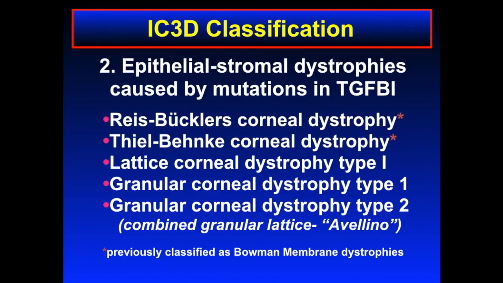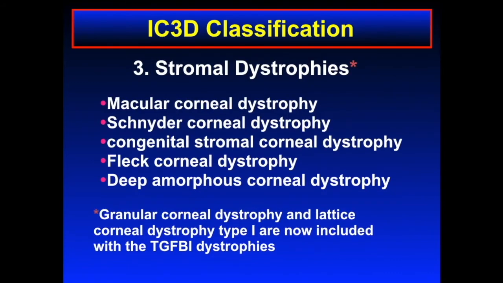These include Reis-Bücklers' and Thiel-Behnke's dystrophy, which previously were classified as Bowman membrane dystrophies, lattice corneal dystrophy type 1, granular corneal dystrophy type 1, and granular dystrophy type 2, which used to be called combined granular lattice or Avellino dystrophy. In the IC3D classification, second edition, the stromal dystrophies include macular, Schnyder corneal dystrophy, congenital stromal, Fleck corneal dystrophy, and deep amorphous corneal dystrophies. The classic granular and lattice dystrophies of the stroma are now included with the TGFBI dystrophies.